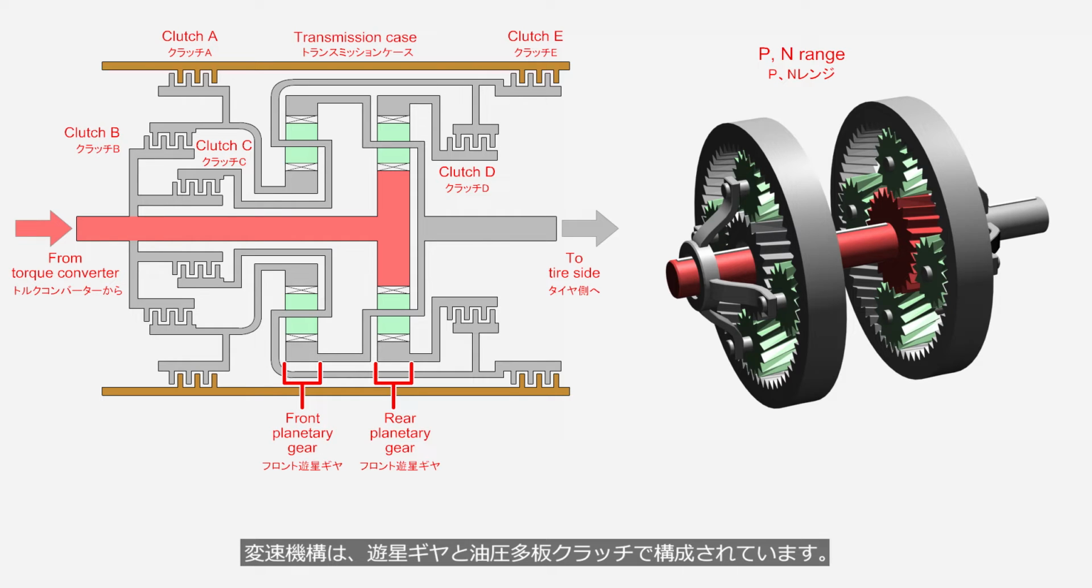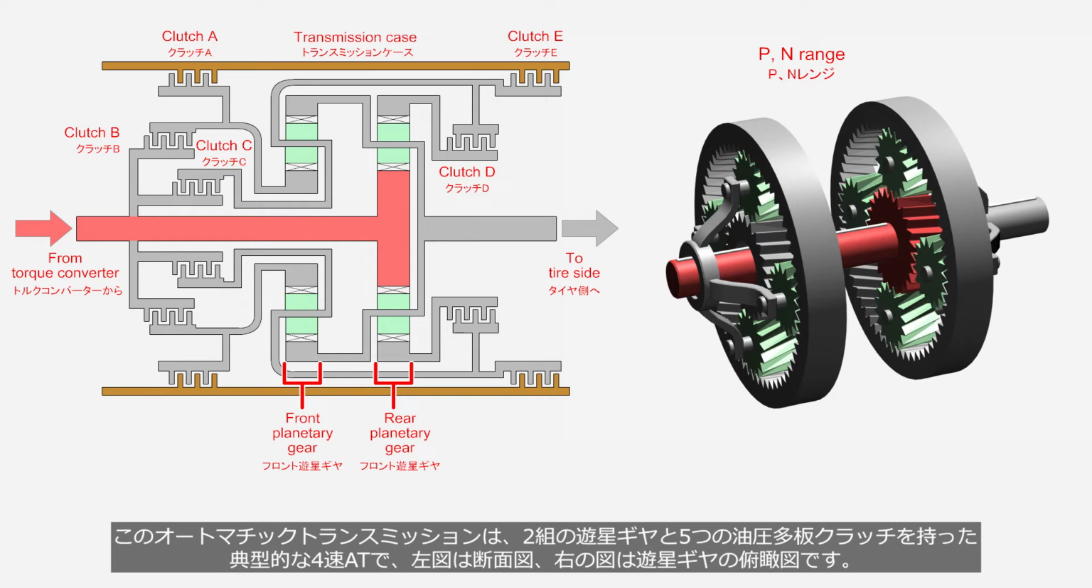The shifting mechanism consists of planetary gears and hydraulic multiplate clutches. This automatic transmission is a typical 4-speed AT, with 2 sets of planetary gears and 5 hydraulic multiplate clutches. The left figure is a cross-sectional view, and the right figure is a 3D view of the planetary gears.